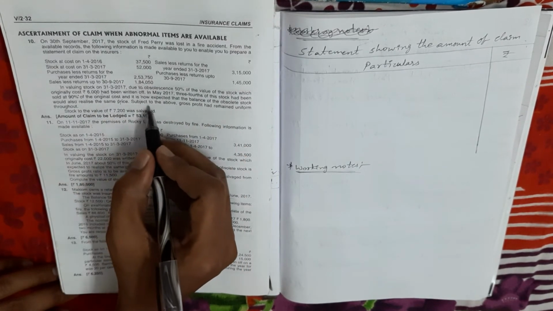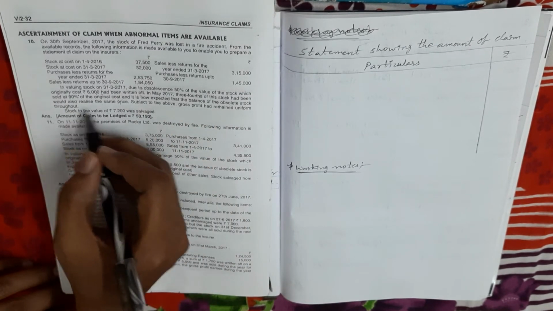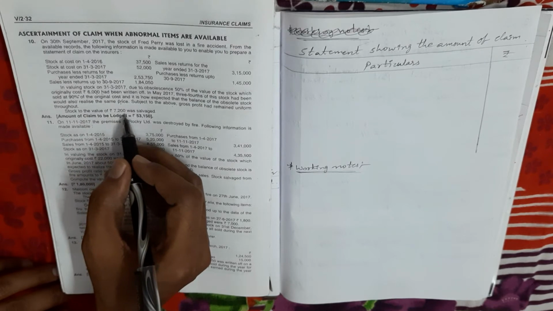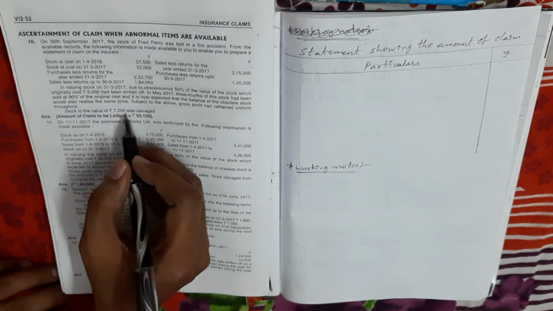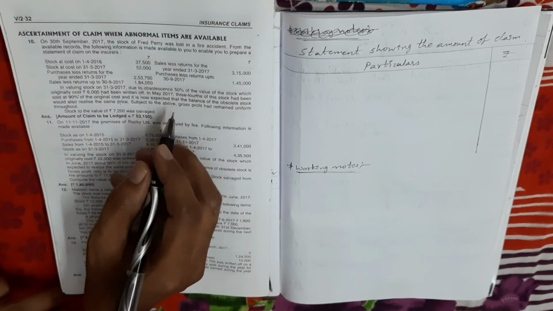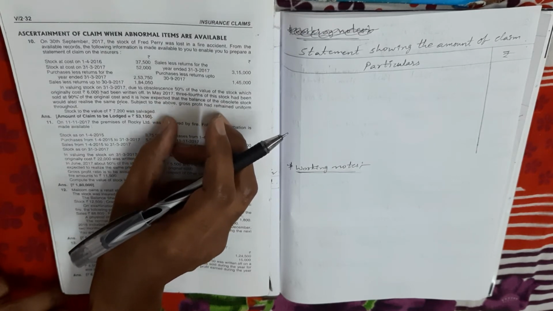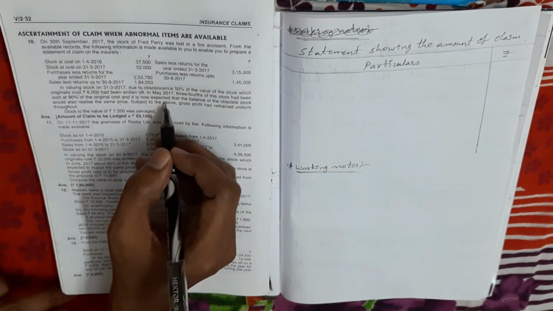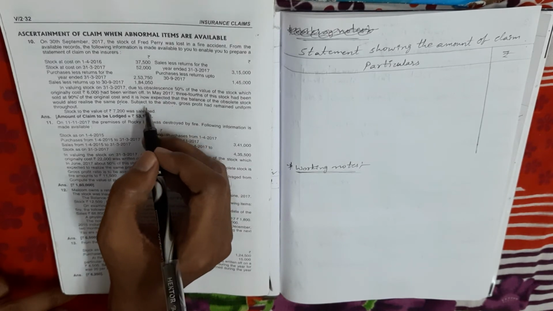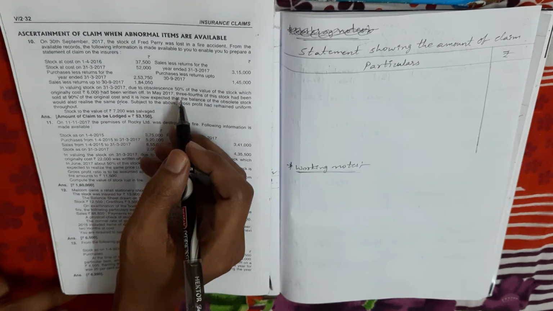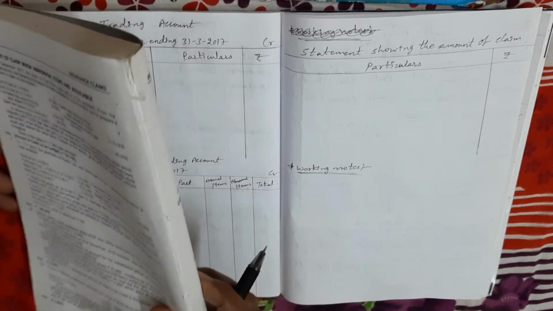Next, subject to the above, gross profit had remained uniform throughout. Stock to the value of 7,200 rupees was salvaged. So in this problem, the insurance policy amount is not given, so no need to apply the average clause. But in this problem, the gross profit ratio is not given, so we have to prepare last year's trading account. In the last problem, the gross profit ratio was given, so we did not prepare a trading account. Here we need to prepare a trading account as the gross profit ratio is not given.